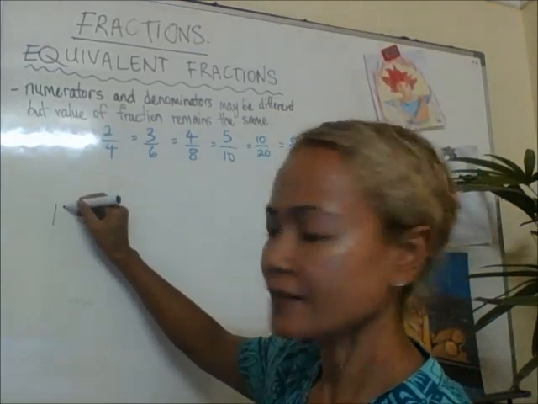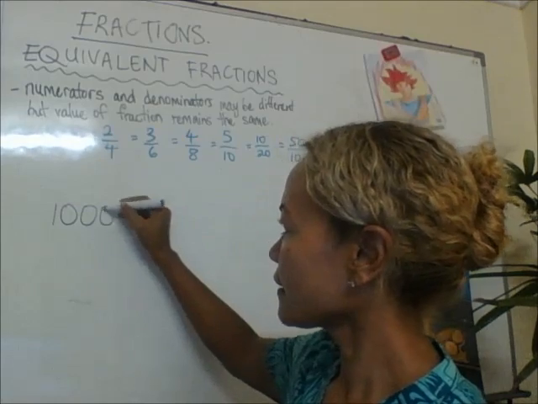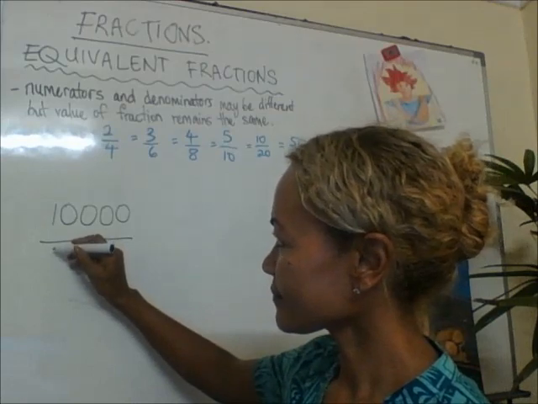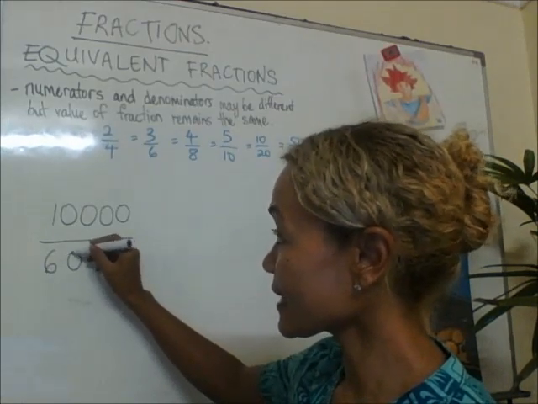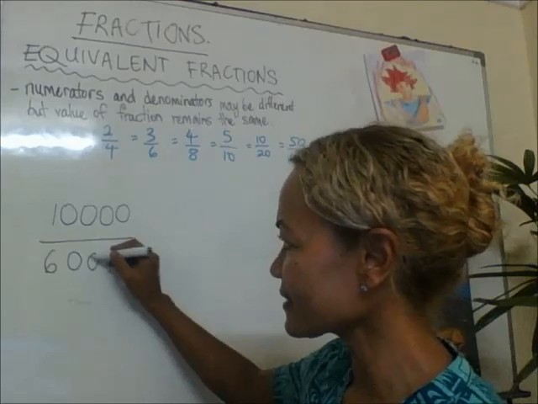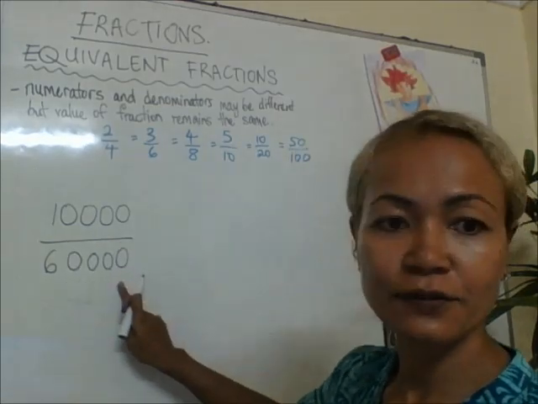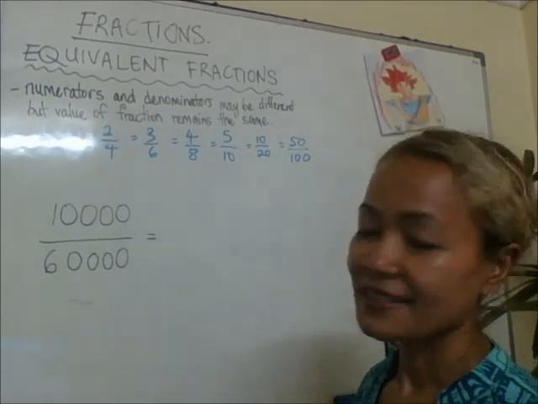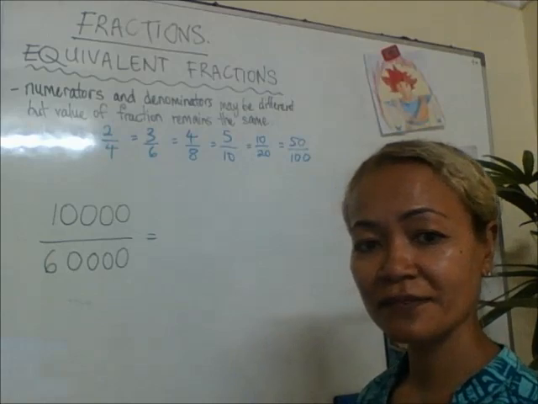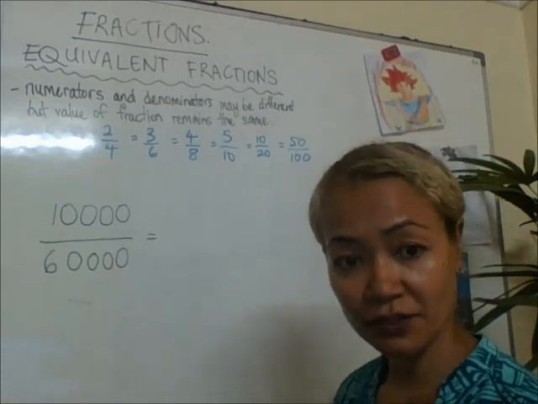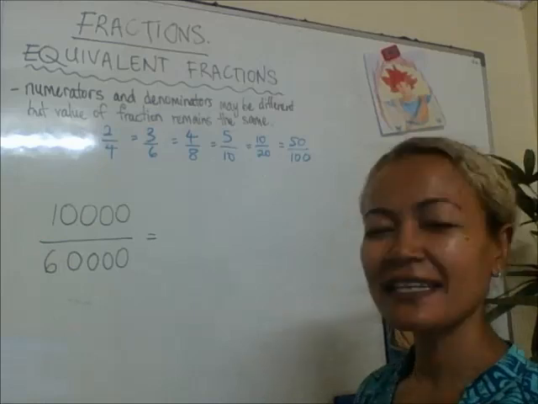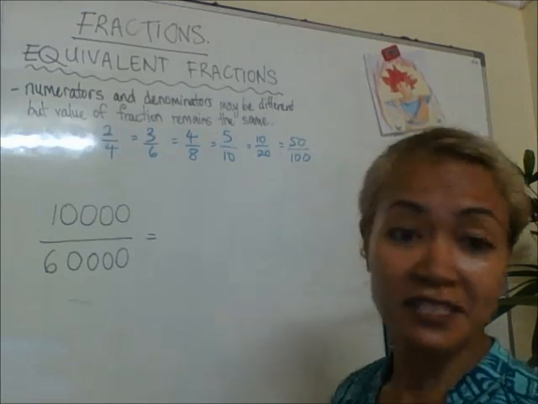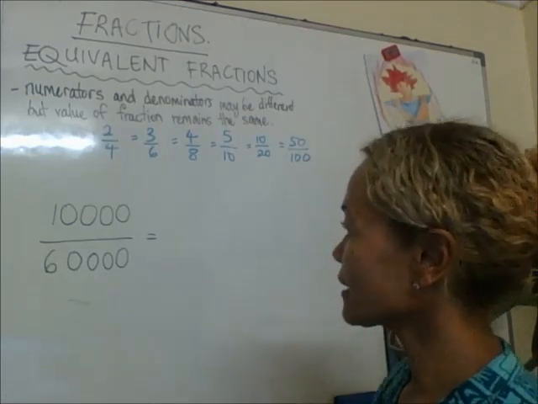Say we start with 10,000 over 60,000. 60,000 is 4 zeros, 10,000 is 4 zeros. Okay. Say if I want to divide by 10 on the top to get an equivalent fraction, guess what? I've got to divide by 10 on the bottom as well. What's the easy thing to do to a number that has 0 on the end? Divide by 10, you just take off 1 zero. Very easy way to do it.